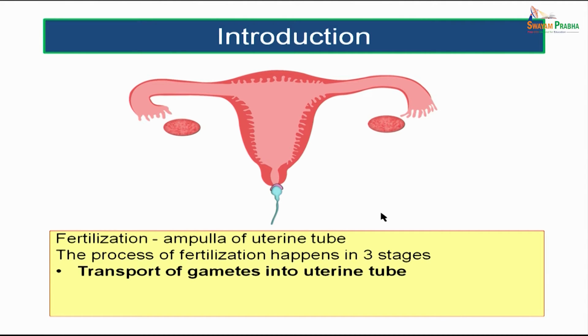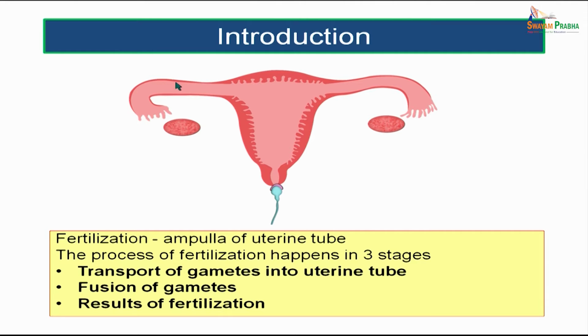The first one is the transport of gametes into the uterine tube. We have mainly 2 gametes: the sperm from the father, and the mature ovum from the mother. These 2 gametes should reach the ampulla of the uterine tube. Then in the ampulla, these 2 gametes will fuse, and this results in fertilization and the effects of fertilization. These are the 3 main phases during fertilization.